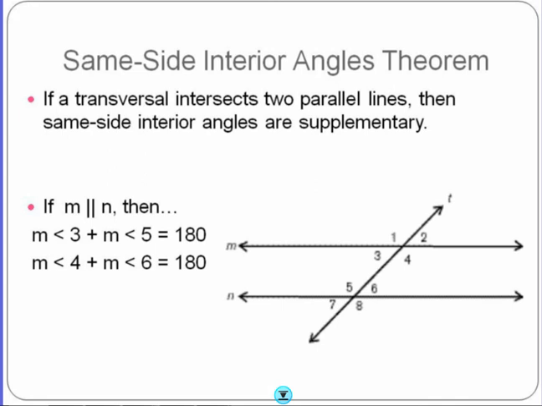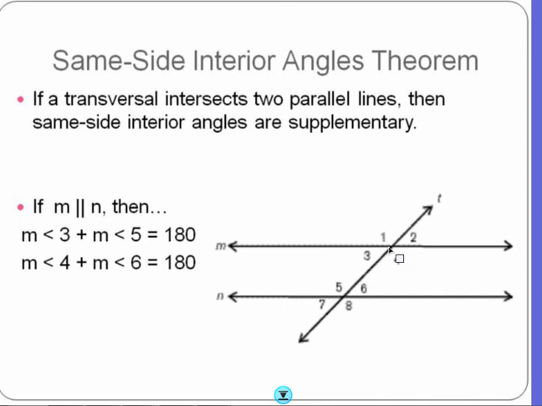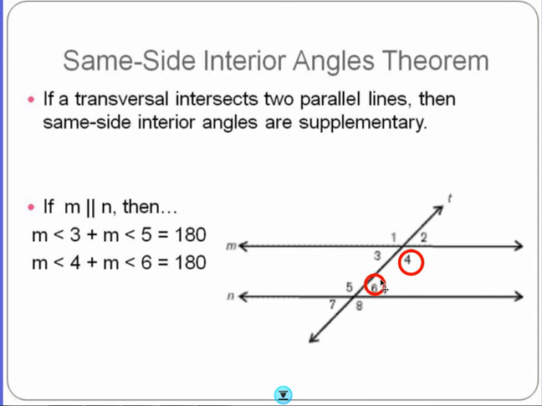Now we have same side interior angles. An example of that is going to be angle 4 and angle 6. The theorem says that if the transversal intersects two parallel lines, then same side interior angles are supplementary. So they would add up to 180 degrees. Same thing over here. Angle 3 and angle 5 are same side interior angles. So the sum of those two angles is 180 degrees.